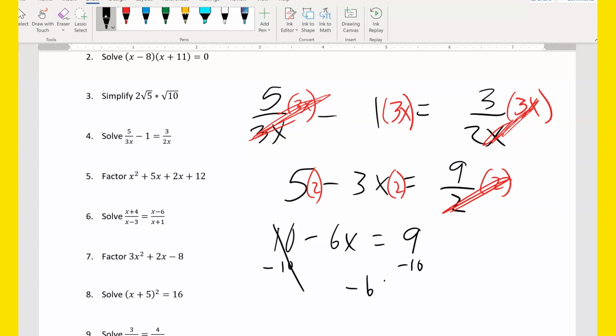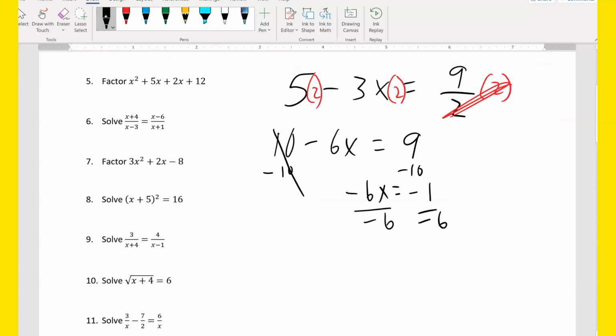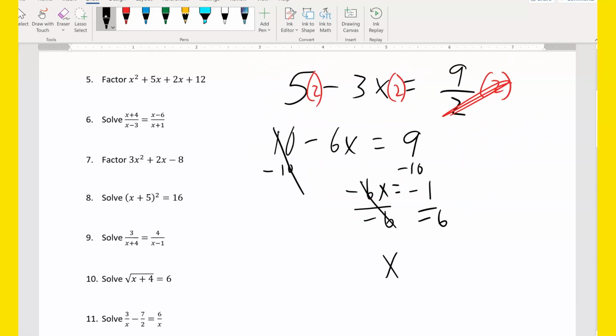That gives me negative 6x equals negative 1, because 9 minus 10 is negative 1. Then I divide both sides by negative 6. And that gives me x equals negative 1 over negative 6, which is just a positive 1/6. And that's it. That's the answer.